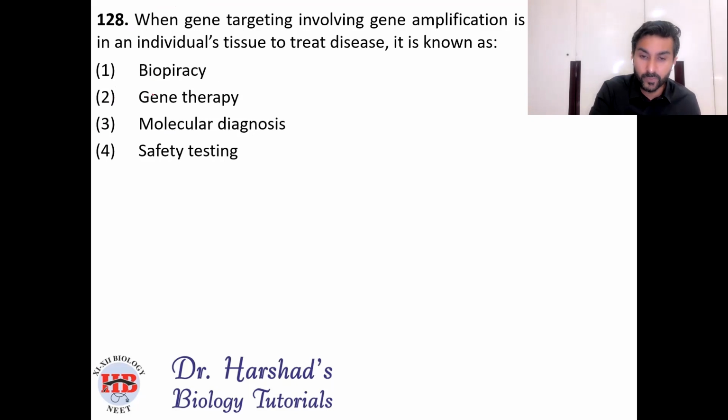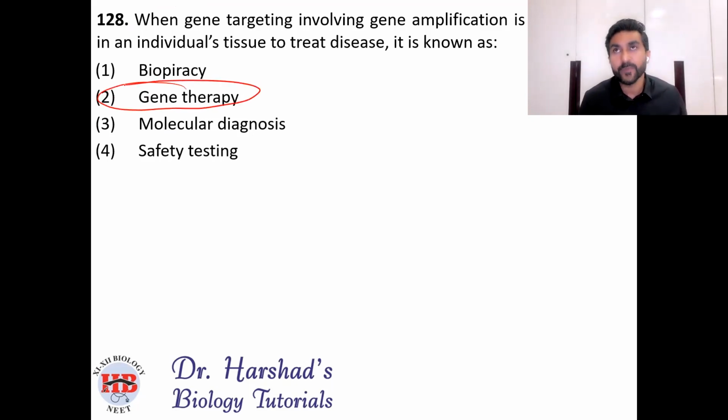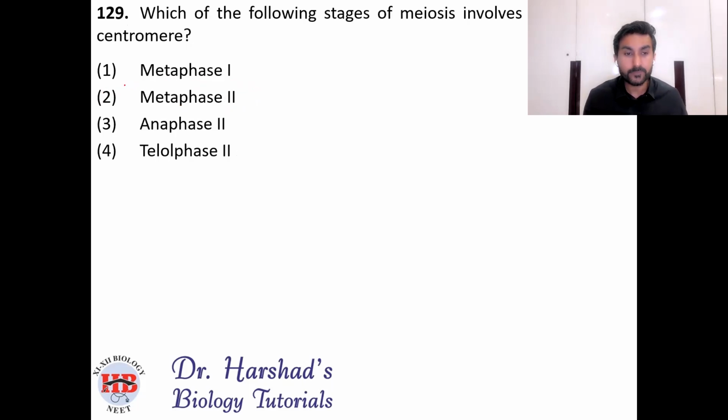If you're using genes to treat diseases, it's called gene therapy. The example given in your textbook was about a disease called adenosine deaminase deficiency, also called severe combined immunodeficiency. So the answer is gene therapy.